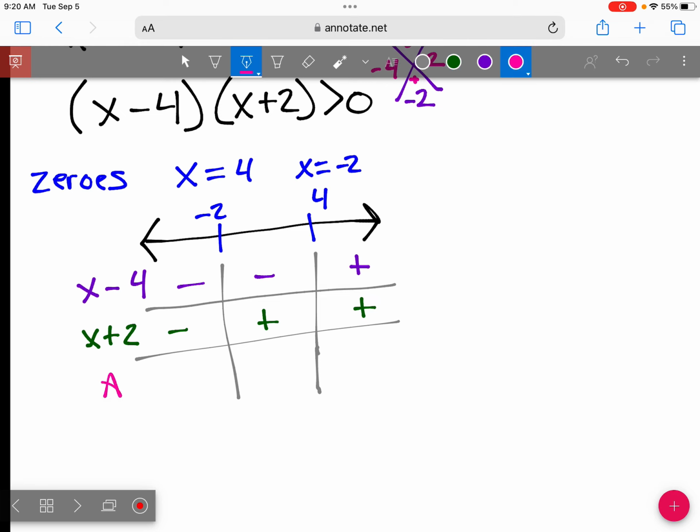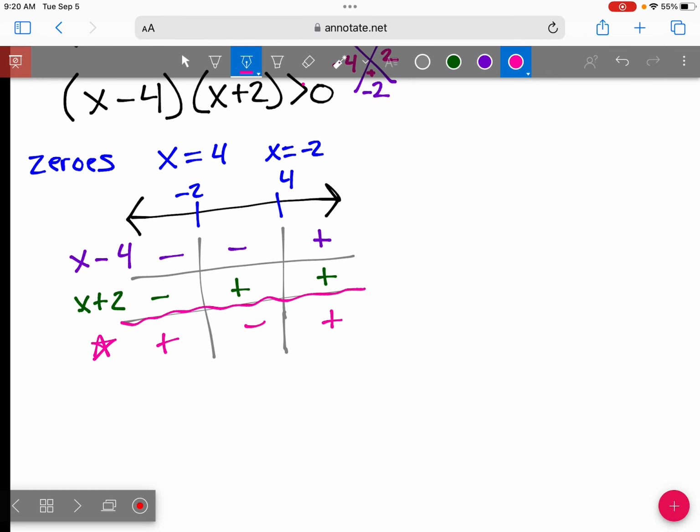So then we're going to look at our product, the product of those two. A negative times a negative is positive. A negative times a positive is negative. And a positive times a positive is positive. Are we looking for a positive or a negative? Positive, because the product is supposed to be greater than 0.